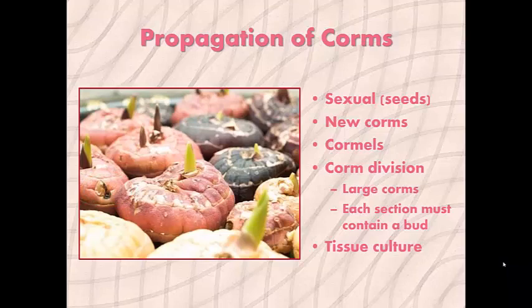Now another point I want to make here that I didn't make with bulbs, but it's true for them as well. Corms can be tissue cultured, so can bulbs, and so can all our other kinds of geophytes. So seed and tissue culture are two ways that all geophytes can be propagated. As for the other methods of propagation, it's pretty specific to what type of geophyte you have.